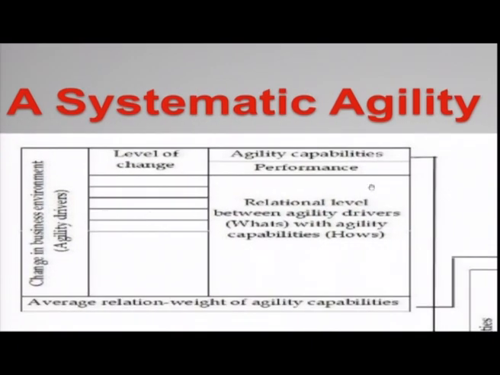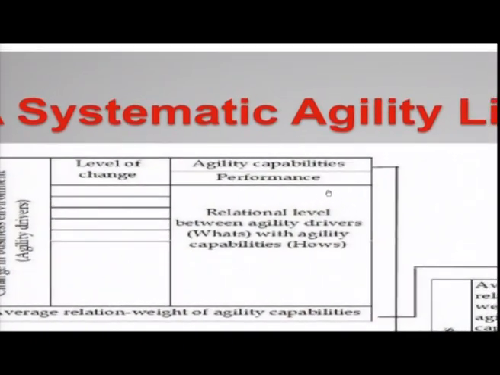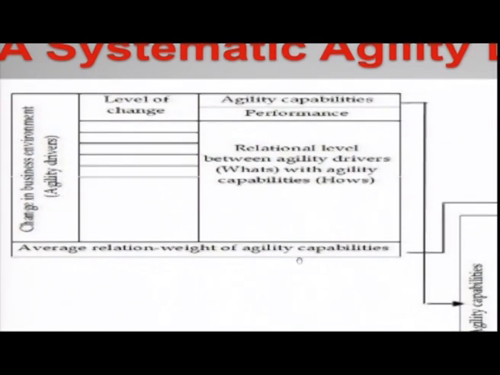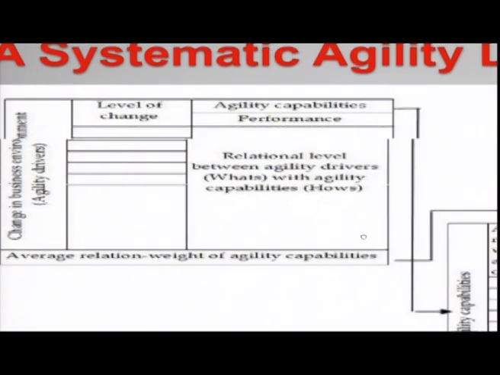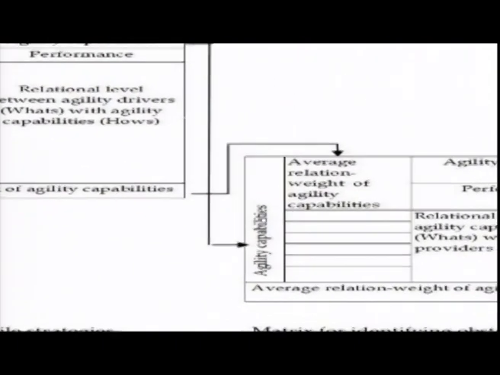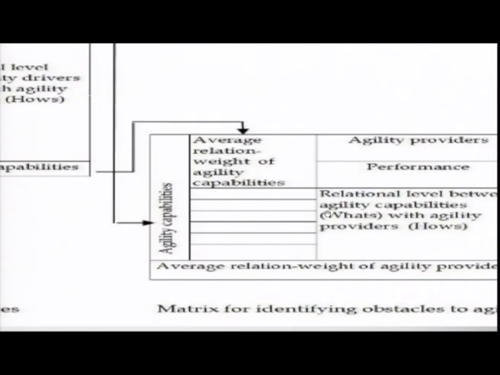And then agility capabilities and their performance are determined as the relational level with the agility driver. That is, it speaks of the relationship between what and how: what is to be done, how it is to be done. So the relational level between agility drivers, the whats, with agility capabilities. Agility capability will determine how it is to be done, the hows, and this speaks about the average relation weight of agility capabilities. Now let us see the average relation weight of agility providers.